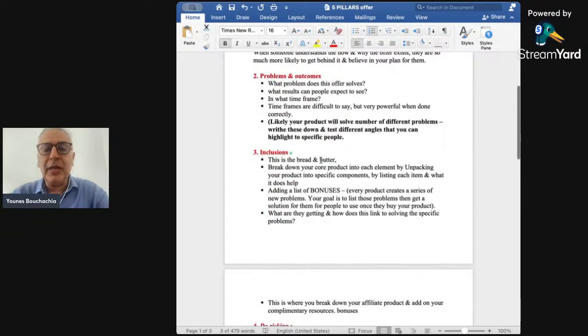Next is the inclusions. Inclusions are really important, and this is the bread and butter. You want to make sure you are breaking down the core product into each element, by unpacking your product into specific components and listing each item and what it helps with. This is very, very important. Inside the offer, you don't just say, well, I have a product. We're going to speak about this in the next video, where we'll cover the minimum viable offer and how to unpack and repackage your offer. So it's two sessions combined in one.